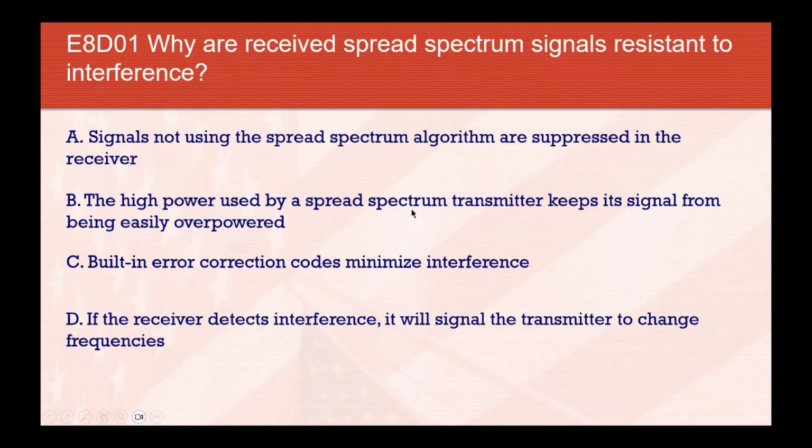Why are received spread spectrum signals resistant to interference? Because they basically don't pay any attention to the other things that are out there. The other things that come in are suppressed. We don't tend to hear those.